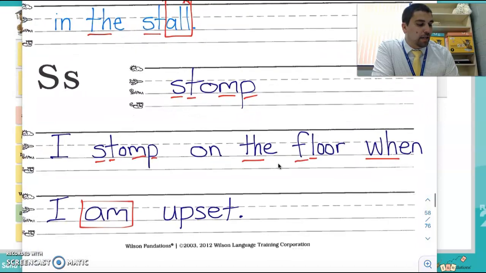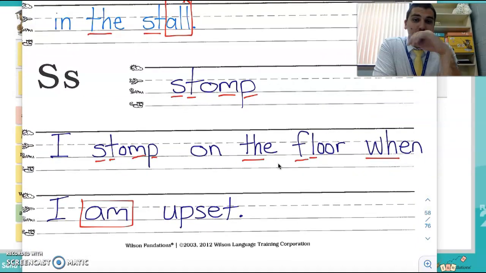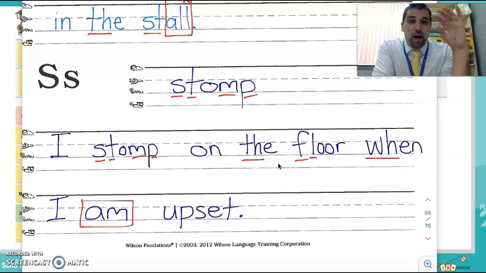If I sound it out, it sounds like this. St, a, mp, stomp. Notice there's a blend at the beginning and there's a blend at the end. This says st, a, and then mp, stomp.